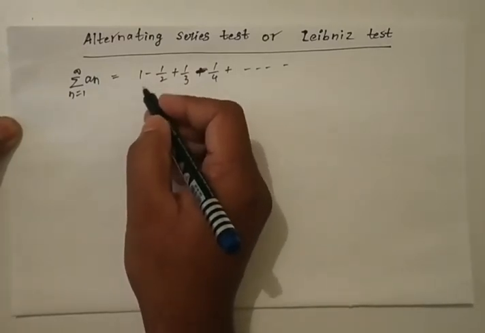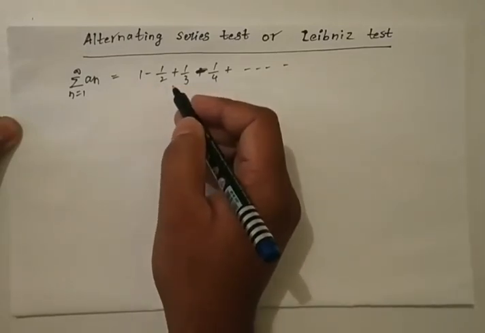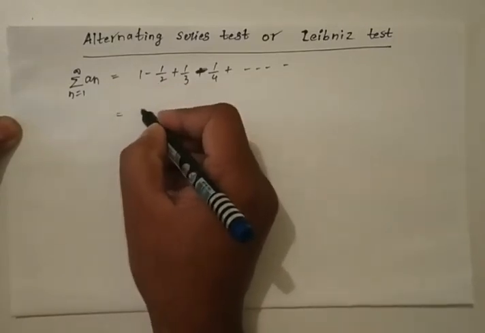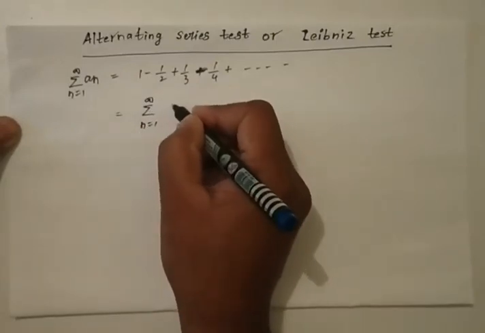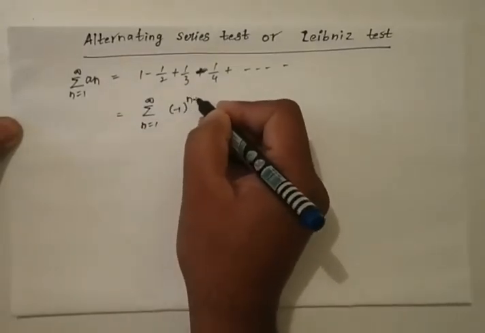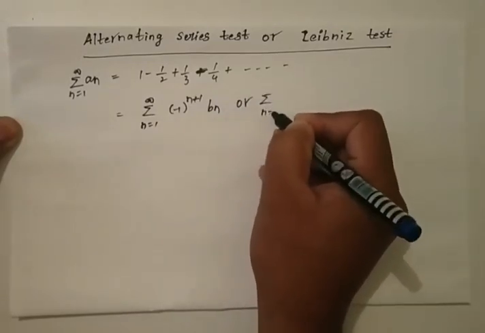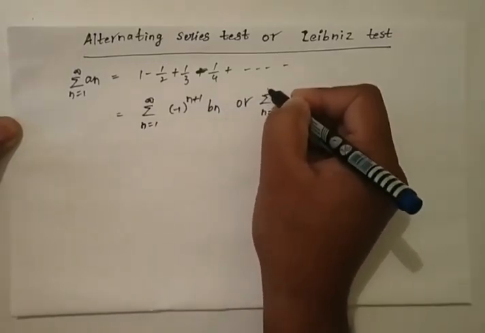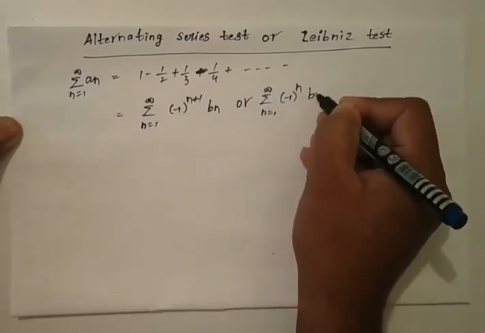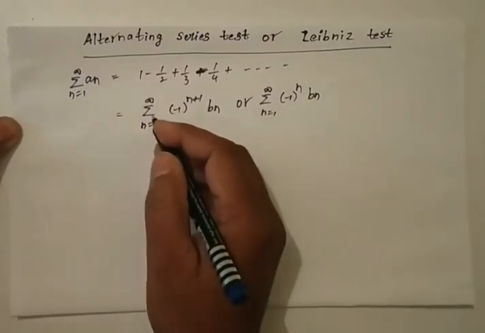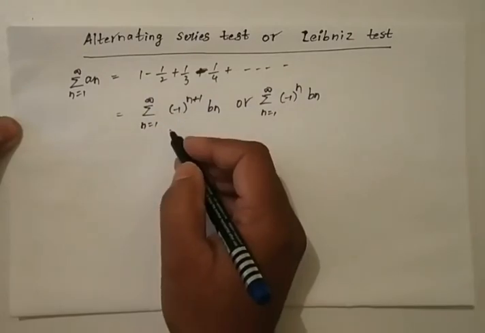Here this alternating series can be written in the form of either summation n equals 1 to infinity of minus 1 whole power n plus 1 times bn, or summation n equals 1 to infinity of minus 1 whole power n times bn. So an alternating series can be written in either this form or this form.